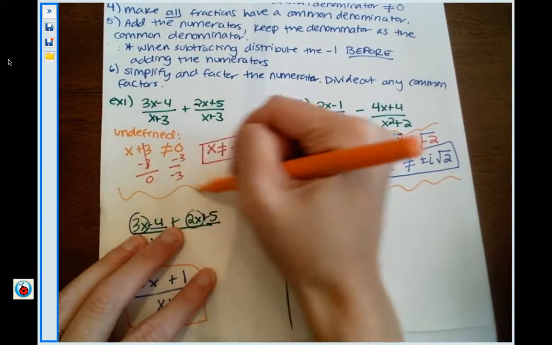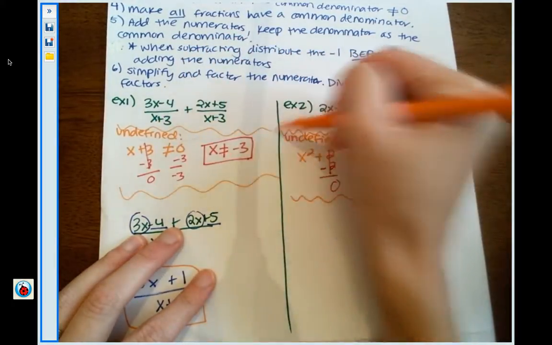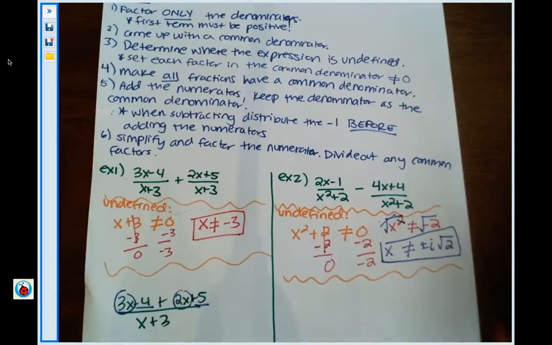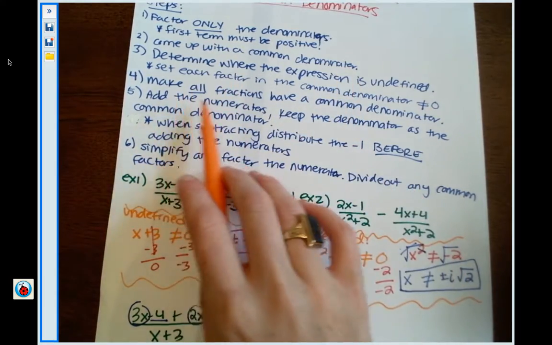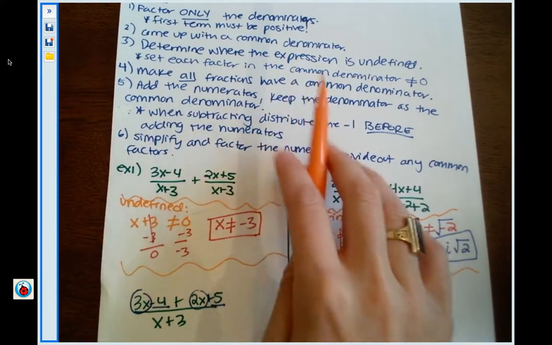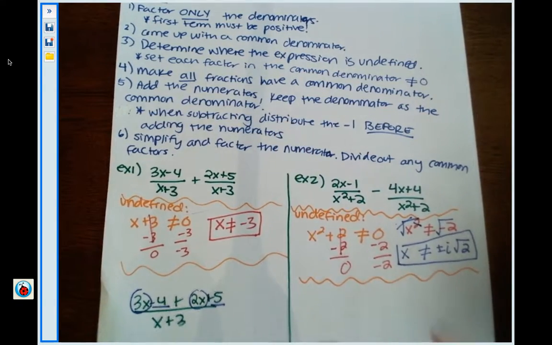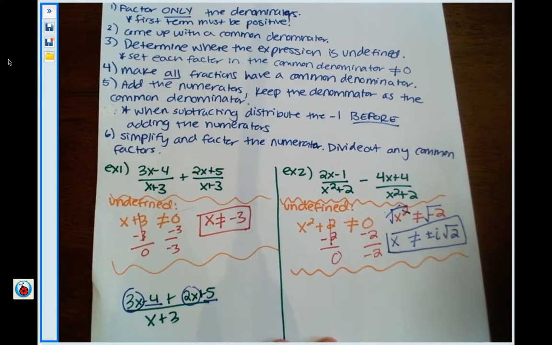Okay, I'm going to separate these out so we're not confused with the rest of the problem. Alright, so we determine where the expression is undefined. Okay, now it says make all fractions have a common denominator. Well, guess what, you guys? Our denominators are already common, so we don't have to force them to be common denominators yet. Later on, we'll have a fun time doing that.